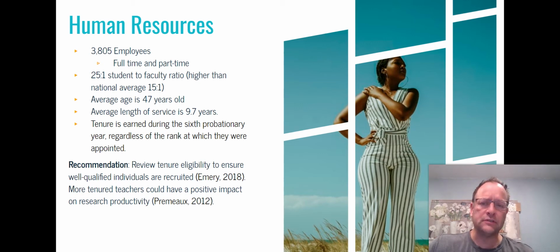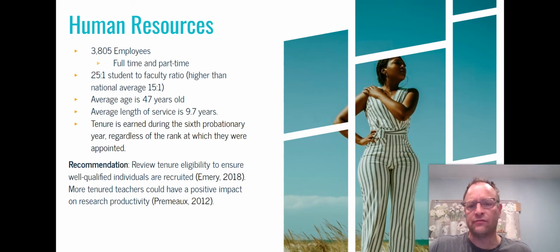Human resources: they have 3,805 employees. Composition is made up of full and part time. There is a 25 to 1 student to faculty ratio, which is higher than the national average of 15 to 1. This could mean that students have less access to the professors. There's a larger class size and just fewer opportunities to connect with the professors.